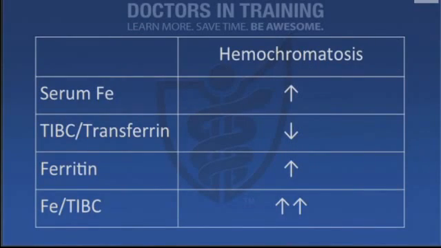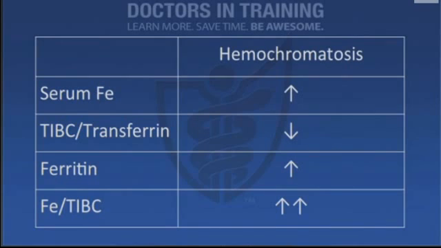So let's look next at hemochromatosis. In hemochromatosis, serum iron is elevated. This is a disease where you have a lot of iron stored up. You have too much iron in the body, so serum iron is going to be elevated. Transferrin is going to be low. Transferrin is basically saturated. There's too much iron, so your body's not making a lot more transferrin.